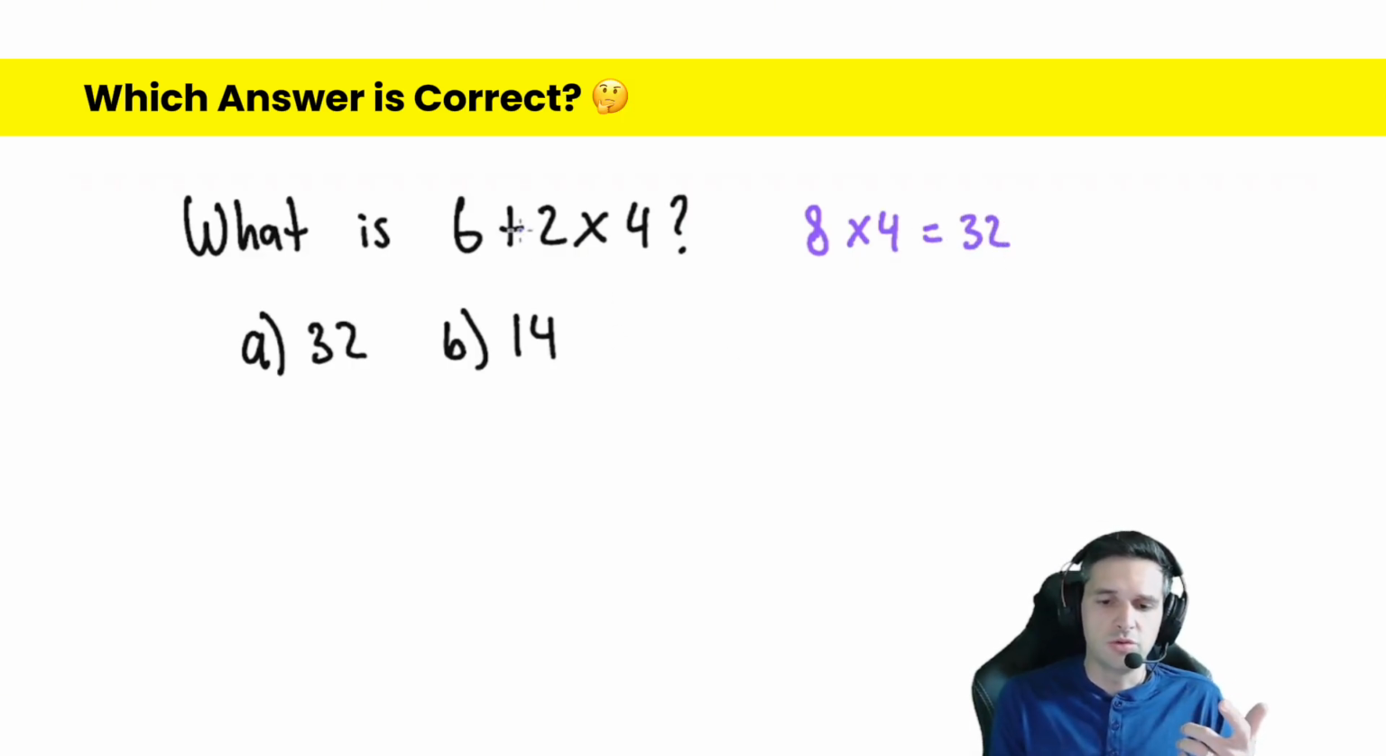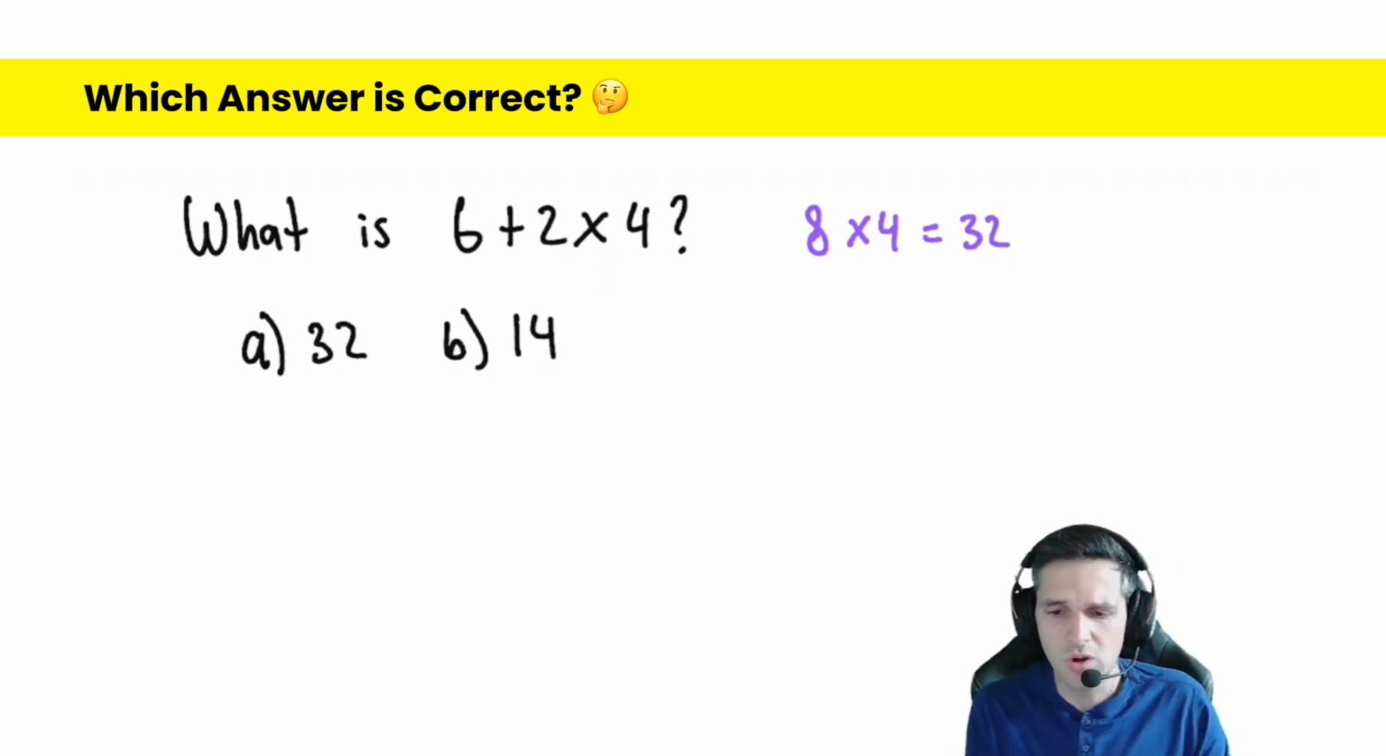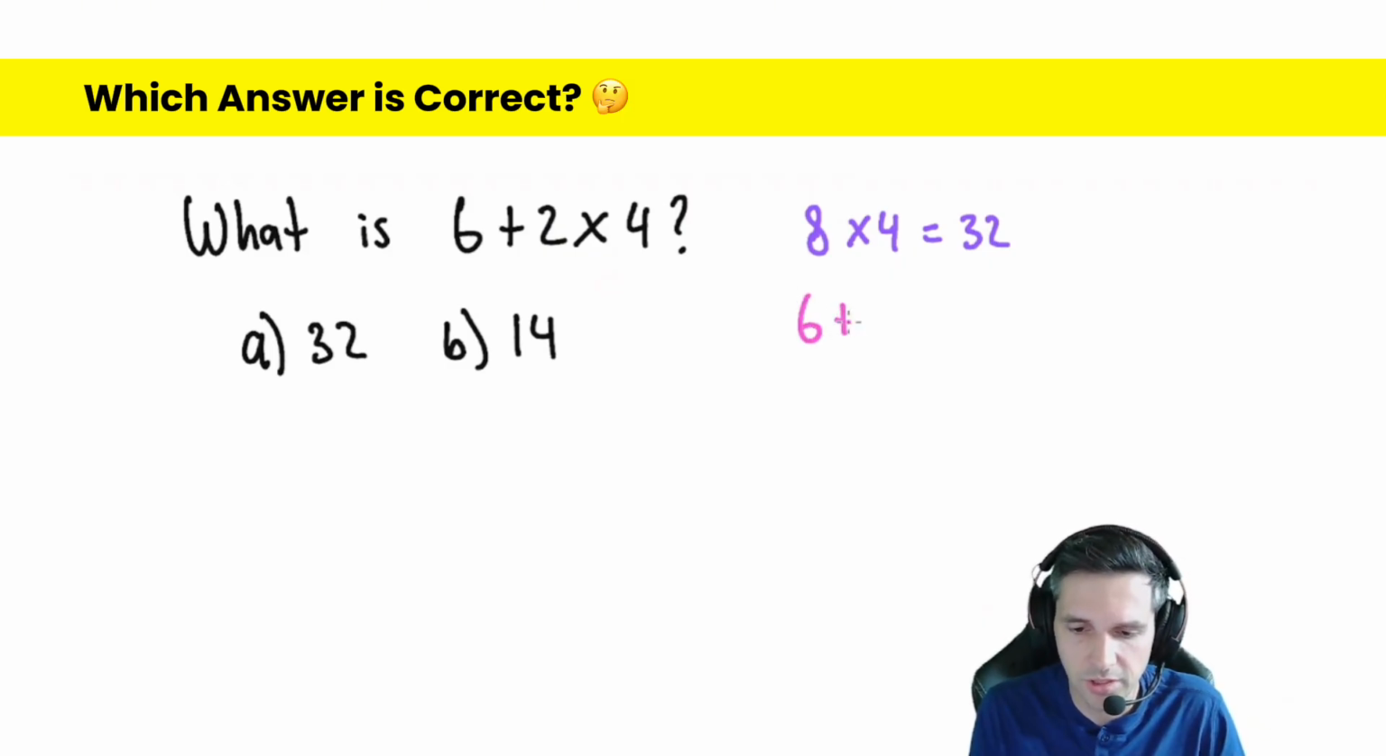So I've done this doing all my operations from left to right. I did the addition first and then I did my multiplication. But what if I were to do it a different way? Let's try doing the multiplication first. First, I'm going to have 2 times 4, which is 8. And then 6 plus 8 is going to give me 14.